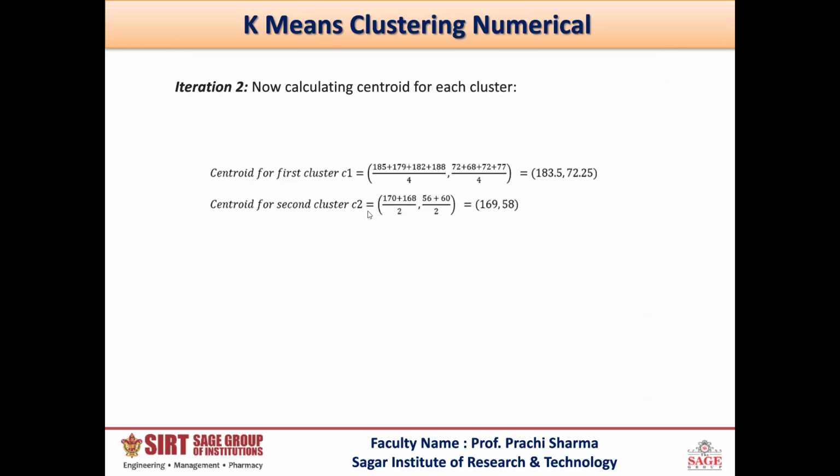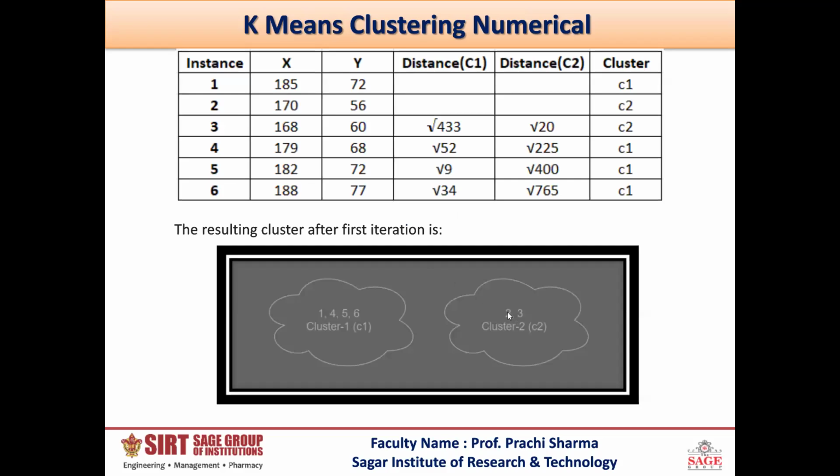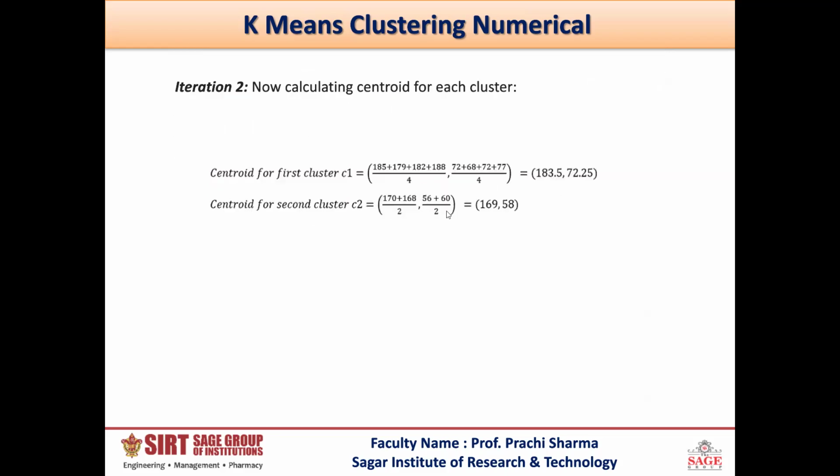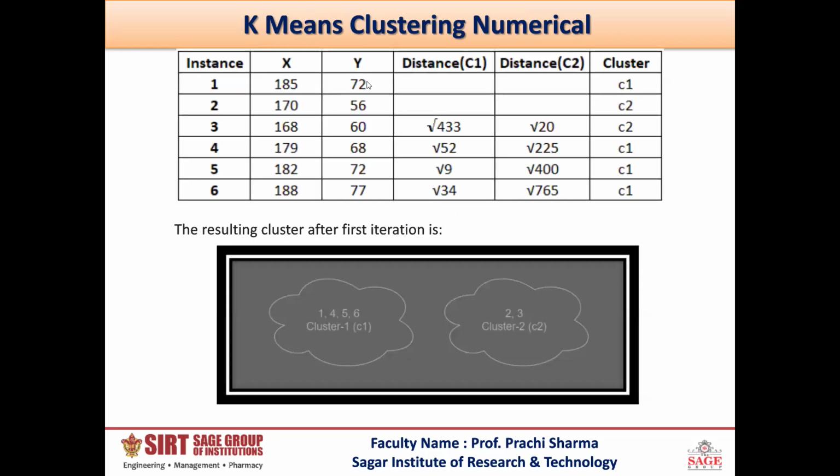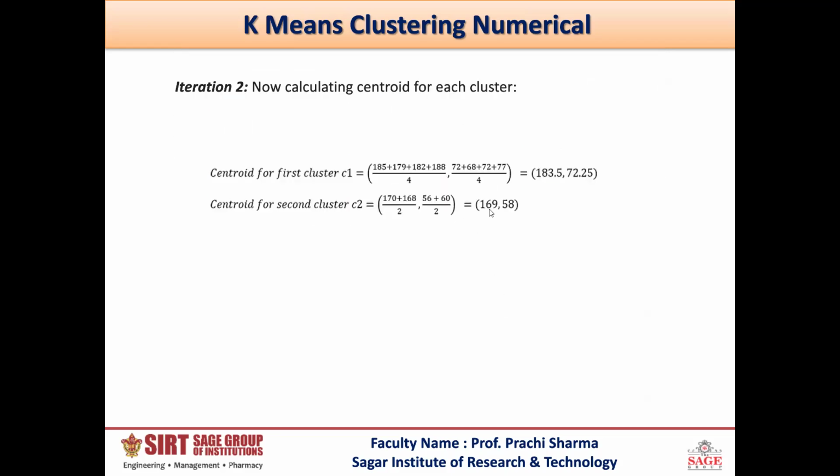Similarly, the centroid for cluster 2. In cluster 2, that is C2, we have points 2 and 3. For X, 170 plus 168, and the average is 169. Similarly for Y, 56 plus 60 for points 2 and 3, and the average is 58. So these are the new cluster points for C1 and C2.